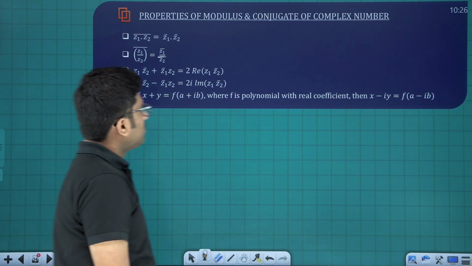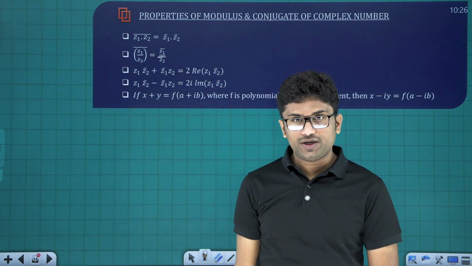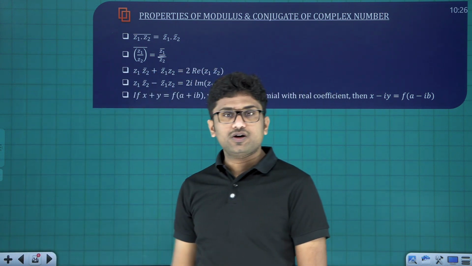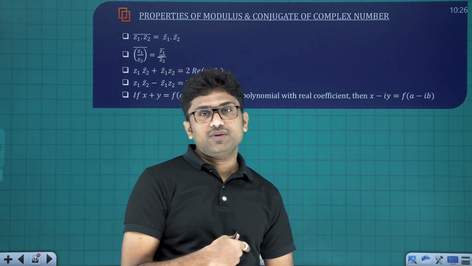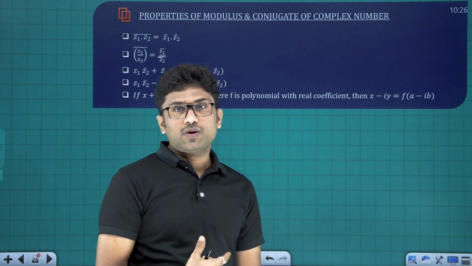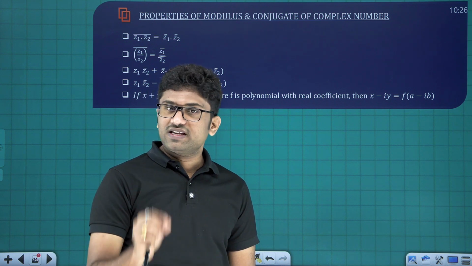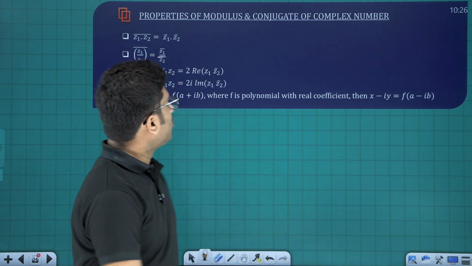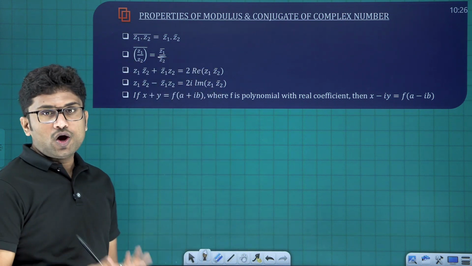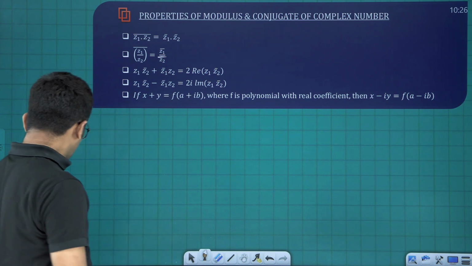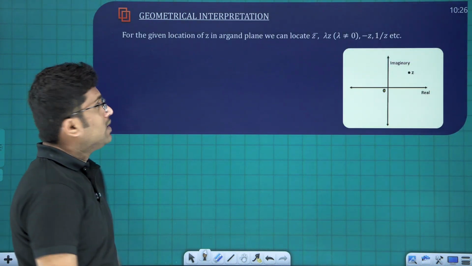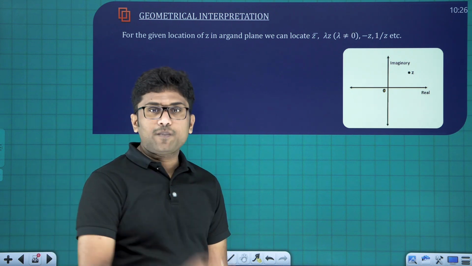Friends, all the properties are very important. These are properties of complex numbers, like we discussed in matrices and determinants: adjoint properties, inverse properties, transpose properties. In the same way, properties of complex numbers like conjugate, argument, modulus, all these are very important. The majority of the problems can be done by using properties only.